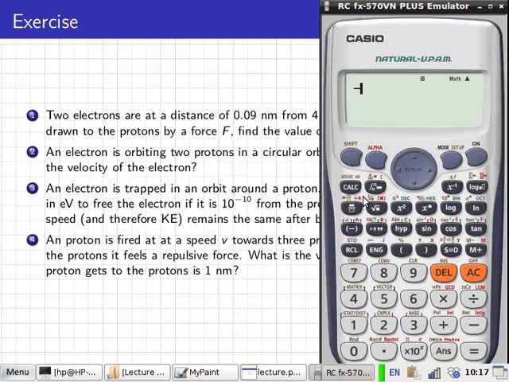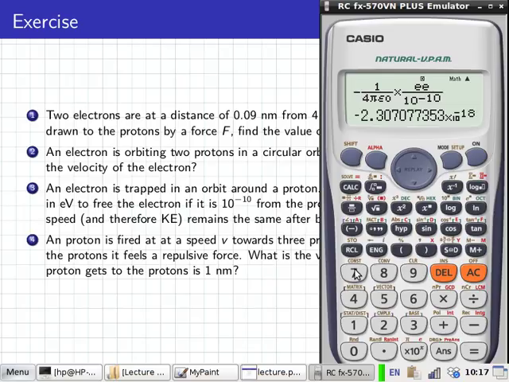It's going to be a minus number. Minus 1 over 4 pi epsilon 0, Q1, Q2, over r, not r squared.